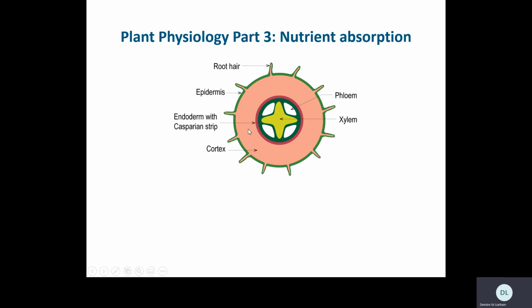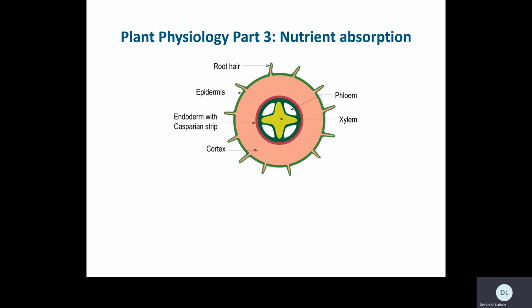Right, so now just to get back to this little layer here, the layer in between the cortex and the inner layer, and that is called the endoderm. And endo often means inside. So this is the inside layer, if you like, of the root. And you'll see it has a thing called the Casparian strip. Now, the Casparian strip is quite a specialized barrier in plants. So it does a few things.